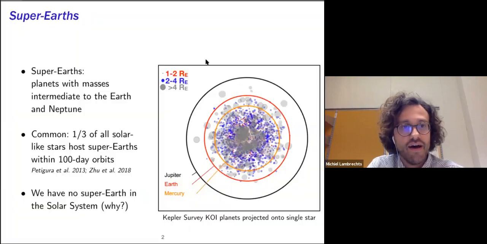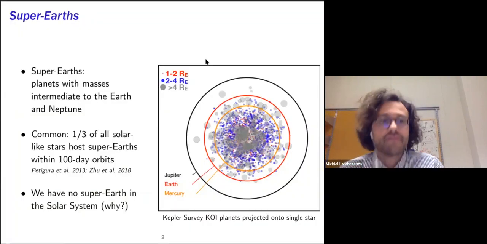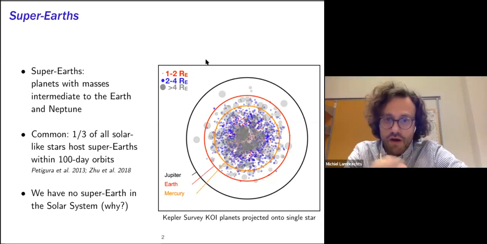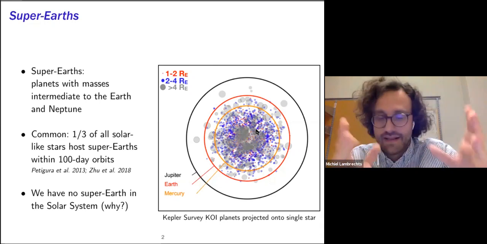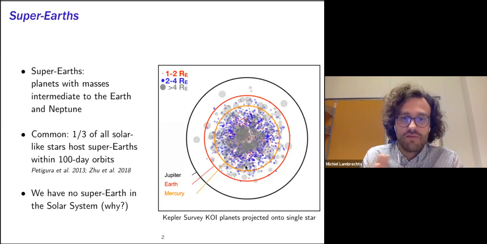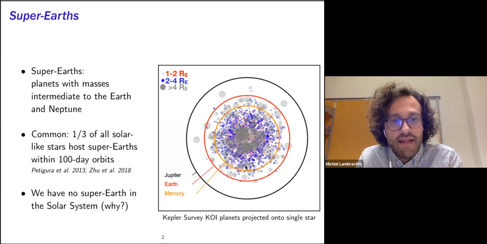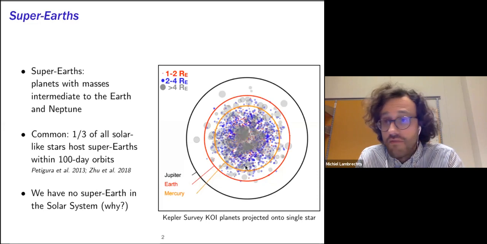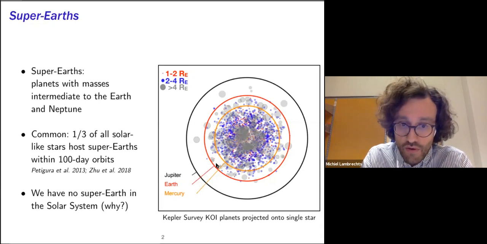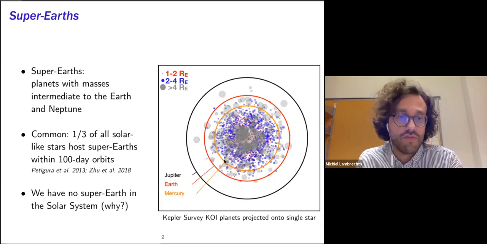Just to get started, just a few words on super Earths. To be clear, I'm going to use the term just to describe planets with masses intermediate to the Earth and Neptune. And if you look at the planets found by the Kepler satellite that are in this figure projected as if they were orbiting the same star, so to say, you see that there are actually a lot of those planets with radii between 2 to 4 Earth radii, and in very close in orbits, that is to say, you can see here the orbits of Jupiter, Earth, and Mercury. So most of these planets are inside the orbit of the Earth.